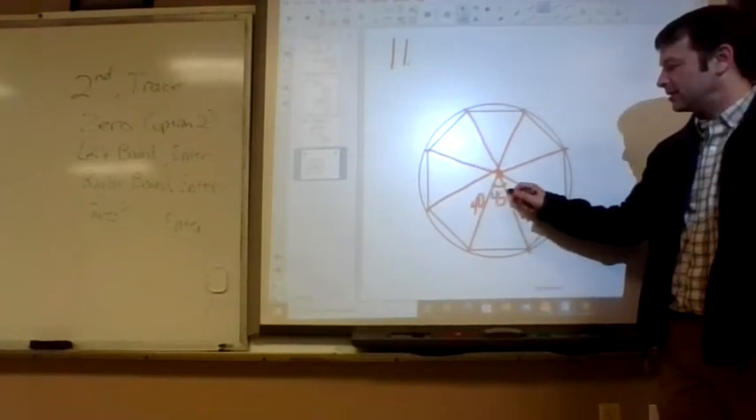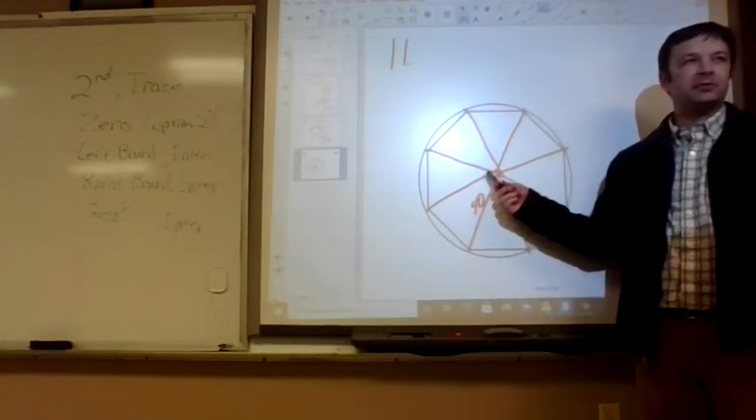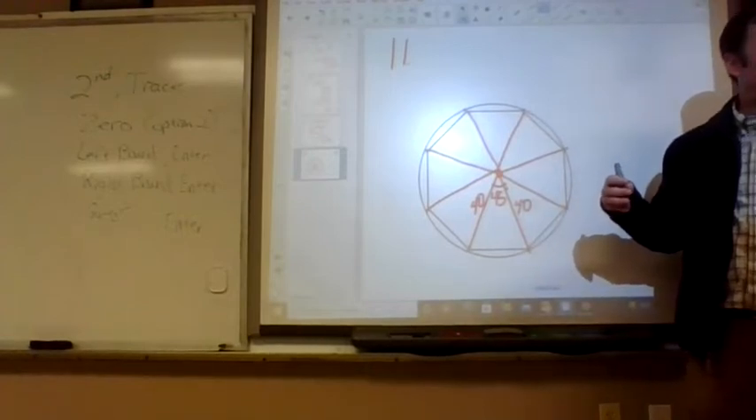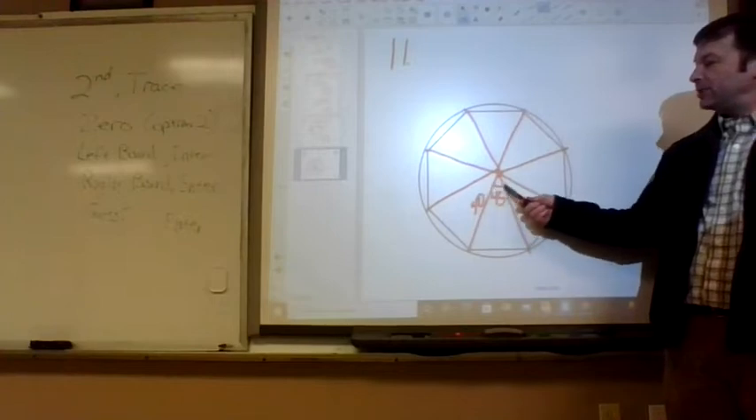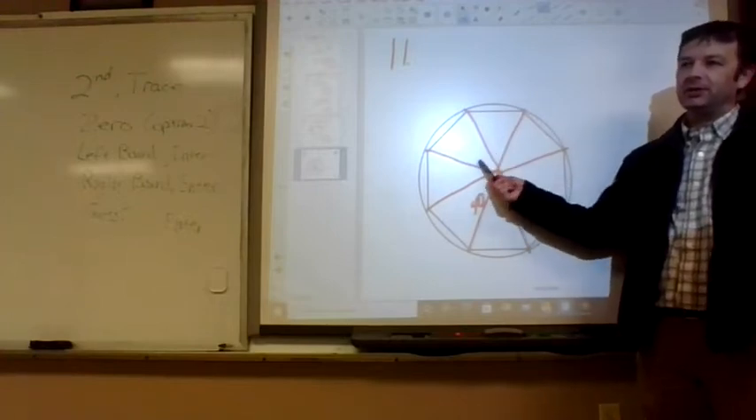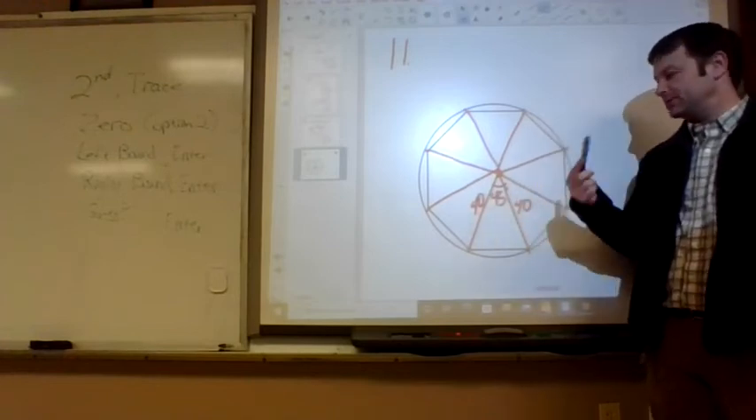Wait, where do we get the 40 from? It said in the problem the radius of the circumscribed circle. Okay. How do we get 45? 360 divided by 8, because there's 8 triangles and there's 360 degrees in a circle.